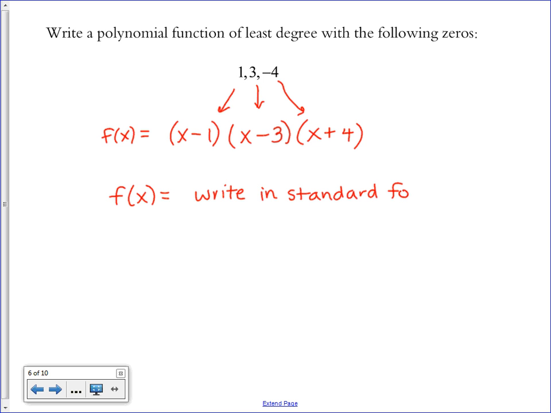But I am going to write the note. You should expand it and put it in standard form so that we're practicing getting our function written out in the right order, which gets a little bit trickier if I give you not a whole number, but rather an irrational number as one of the zeros. So let's talk a little bit about those.